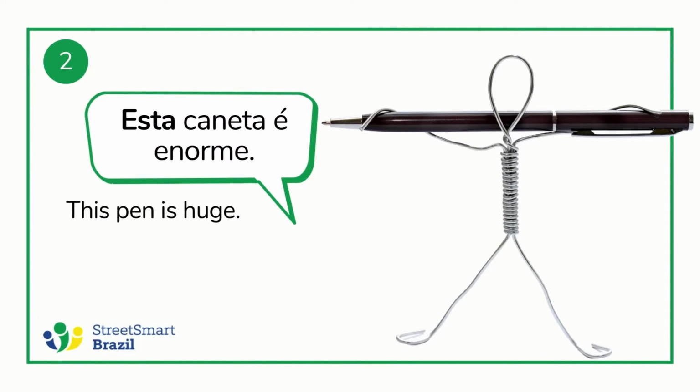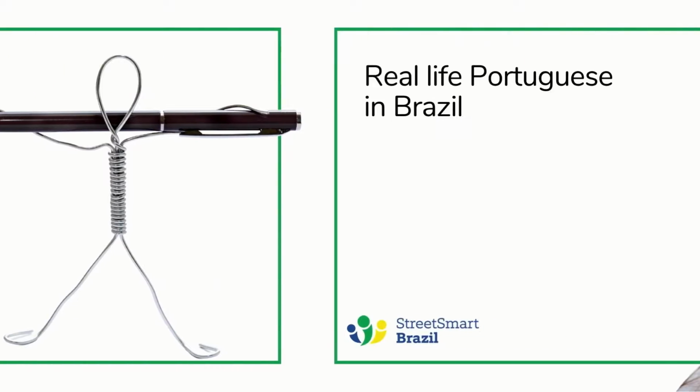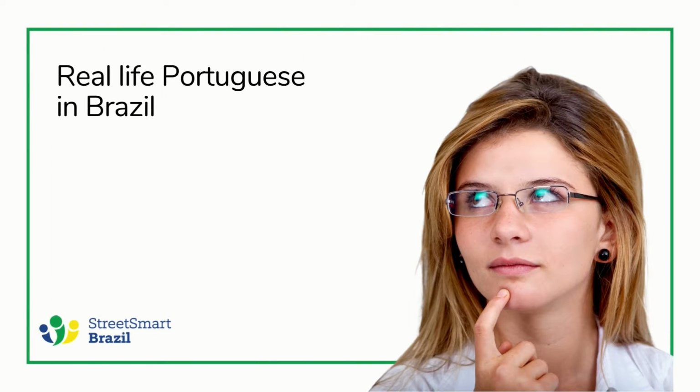This is my friend João. He's using a pen and he's thinking, wow, this pen is huge. Esta caneta é enorme. So pen is a feminine singular noun. He's holding the pen, so it's close to him, and so that's why he says esta. Esta caneta é enorme. Now, is this really how we speak in Brazil?